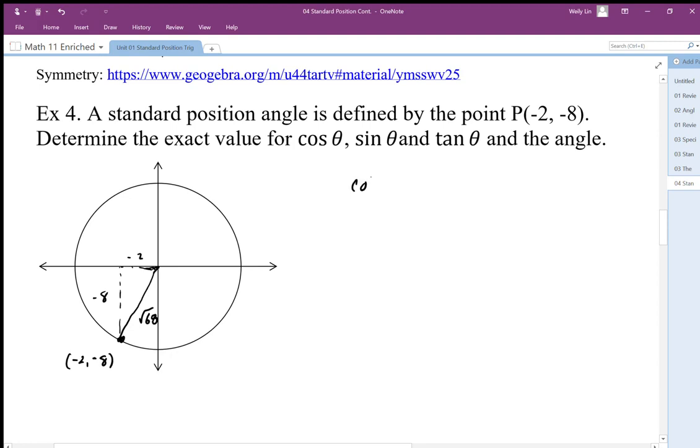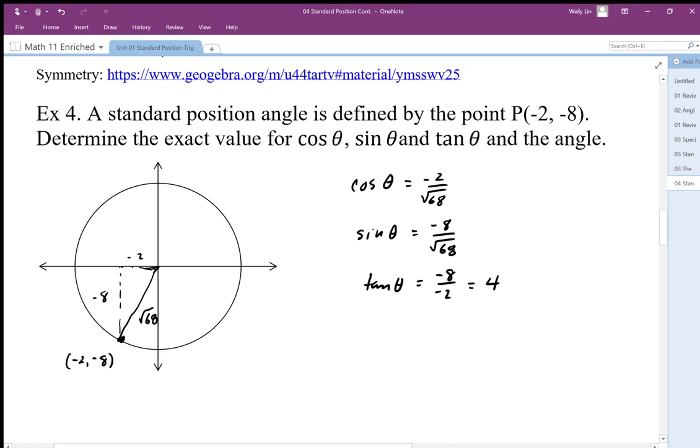Cosine theta is equal to -2 over square root 68. Sine theta is equal to -8 over square root 68. And tan theta is going to be the slope. That's positive slope. It's -8 over -2, or a slope of +4.